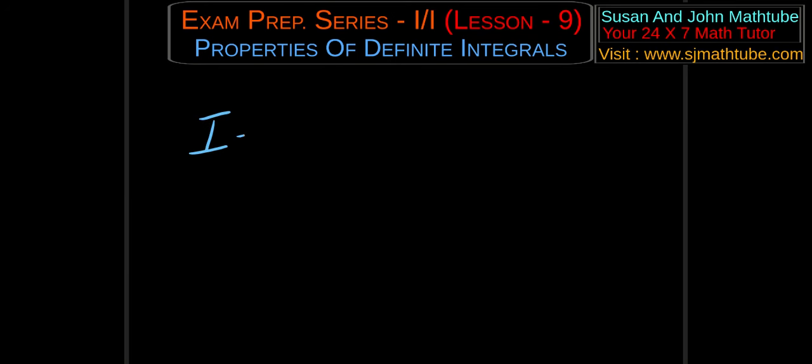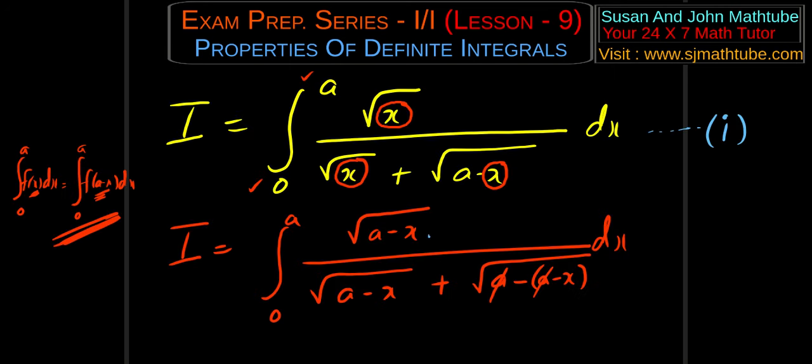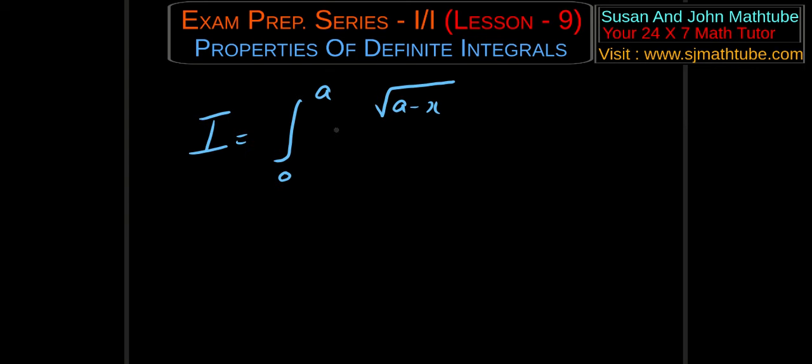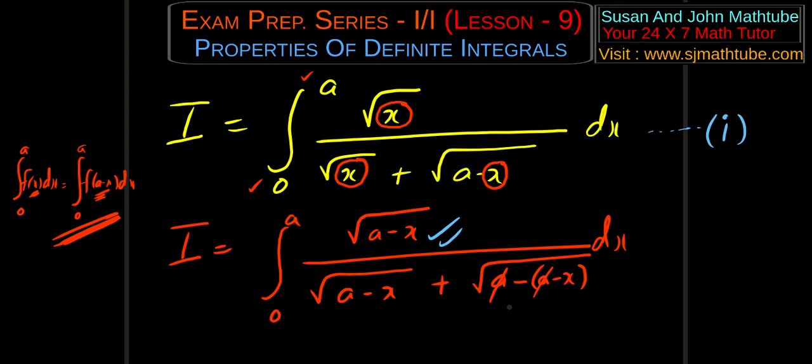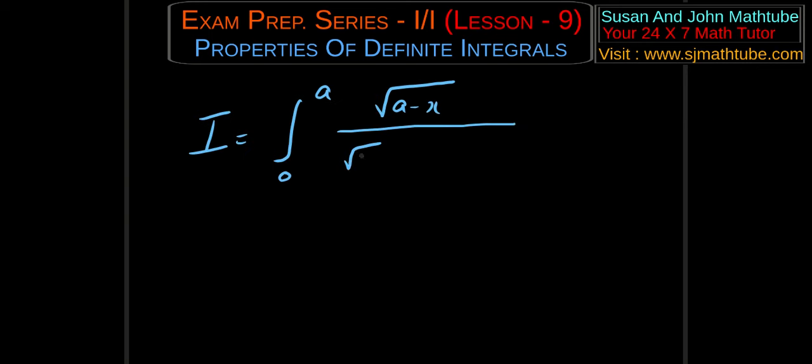Now I simplify, I end up with 0 to a root a minus x. I'll show you that part. Yeah, see? Now look at this. This one, when you simplify, it will become root x plus, it's the same thing, root a minus x dx. So this is our equation number 2.